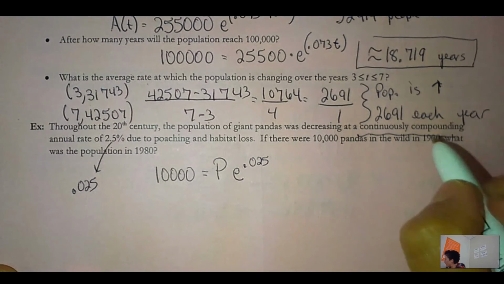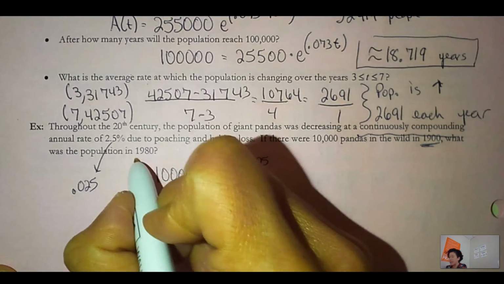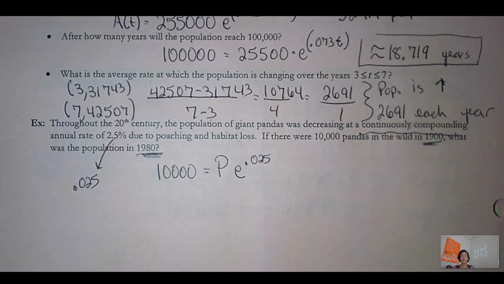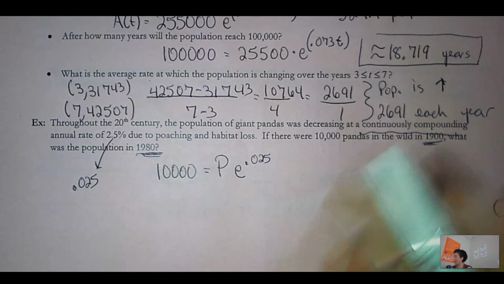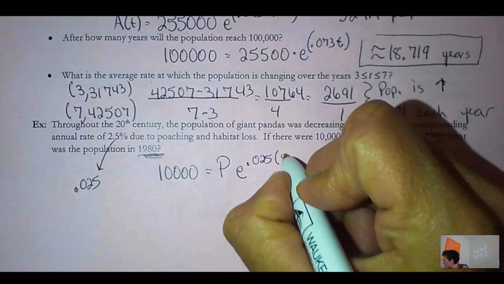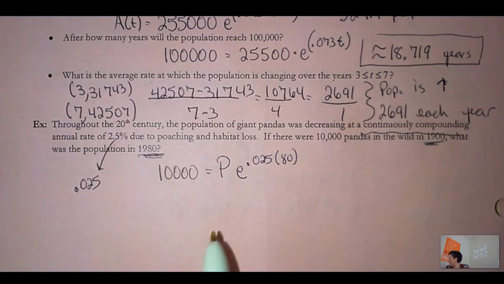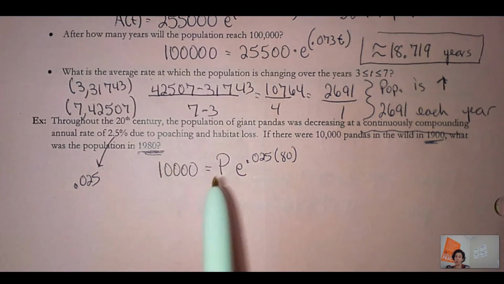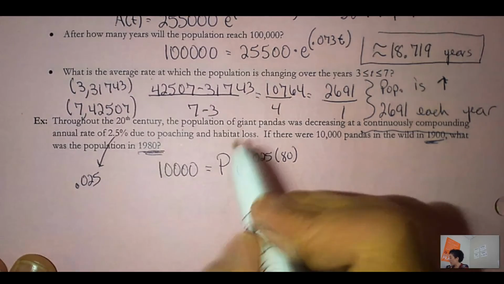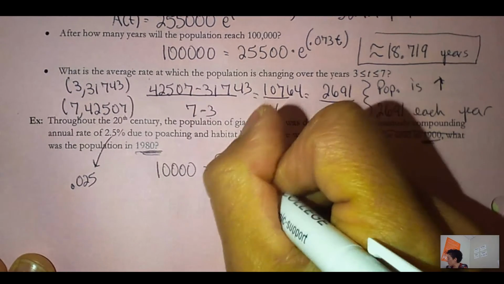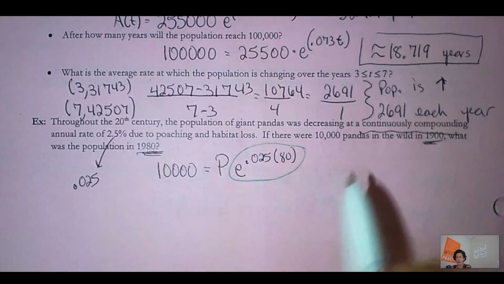And when I look at what happened from 1900 to 1980, I actually already know the time that's gone by. That time is from 1900 to 1980. I know that's 80 years. And this is something that you can find two ways. One way is just solve for P. P is a number, and what I can do is just type this into my calculator and see what it's worth.